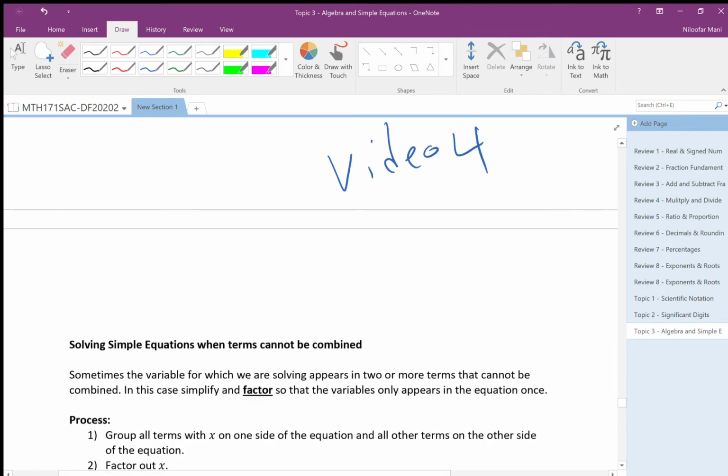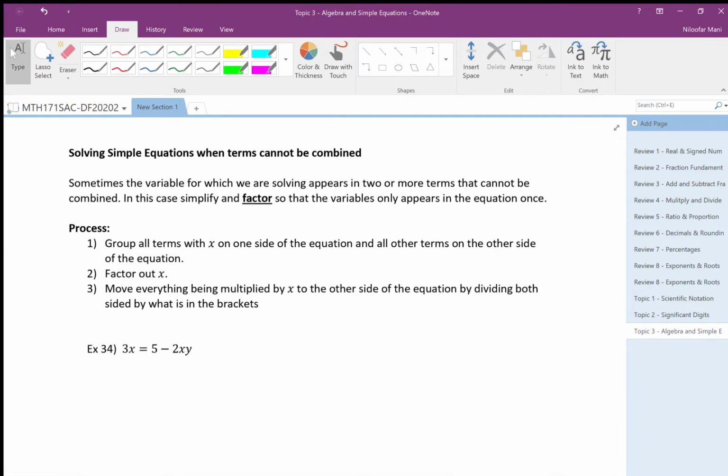Hi everyone, I'm going to finish the lesson with this video, but I want to emphasize this topic is very important. Solving equations and working in algebra is very important for this semester, and for next semester you have Math 273, and for your future, if you are working in other courses, maybe in your program, you really have to be good at solving equations.